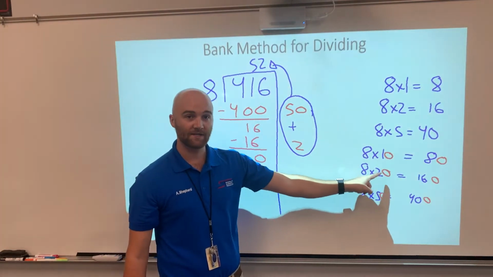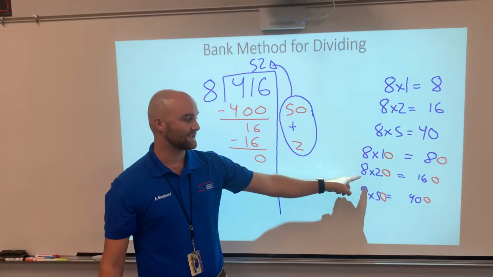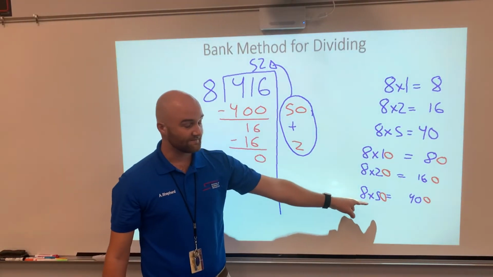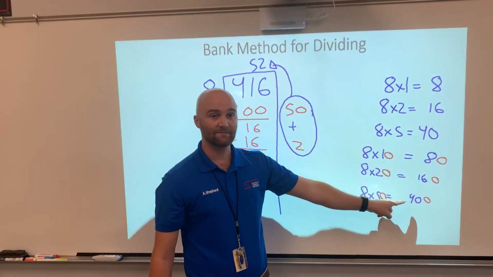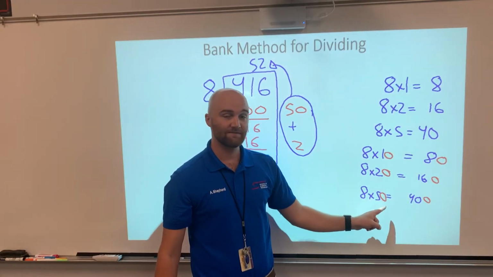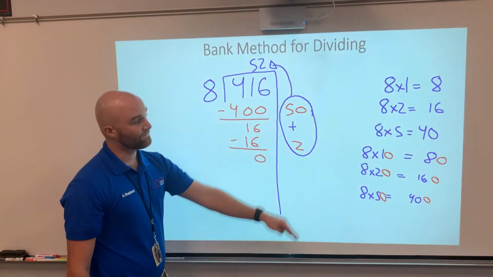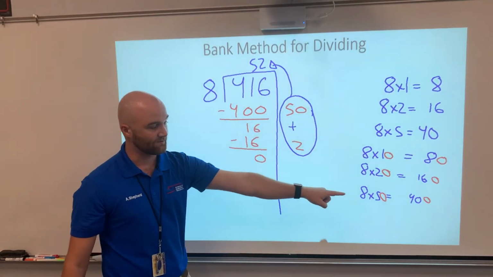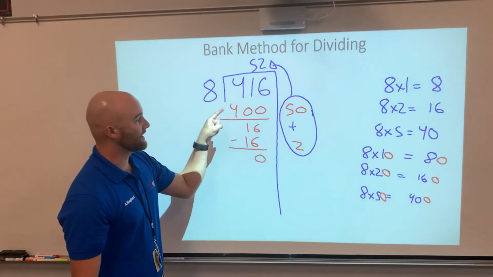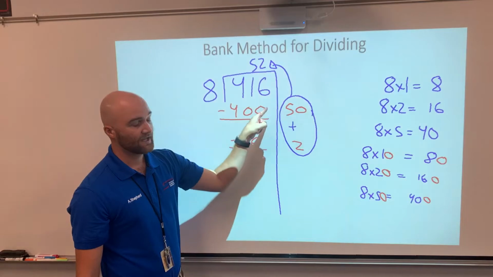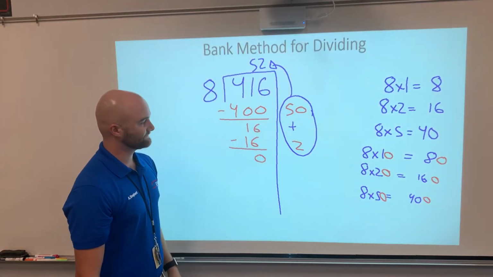8 times 2 with an extra 0 is the same thing as 8 times 20. So now I've got 160. 8 times 5 with an extra 0 is the same thing as 8 times 50, so now I've got 400. Then I saw the biggest thing from my bank that I could fit in. It was 400. So I put 400 up here. I took that away and I made sure to mark that that was 50 sets of 8.